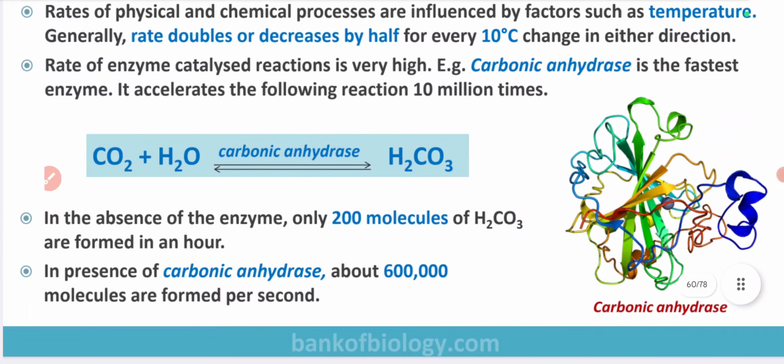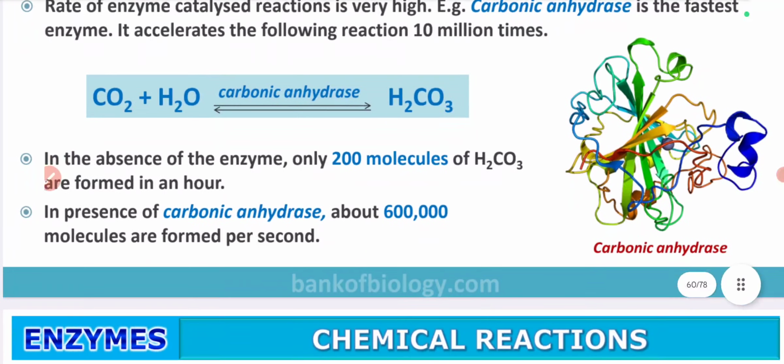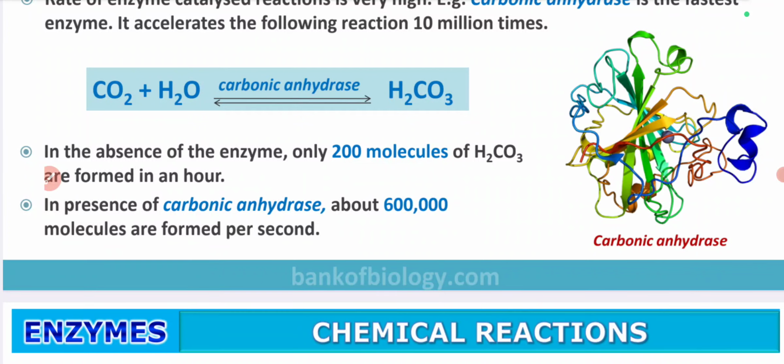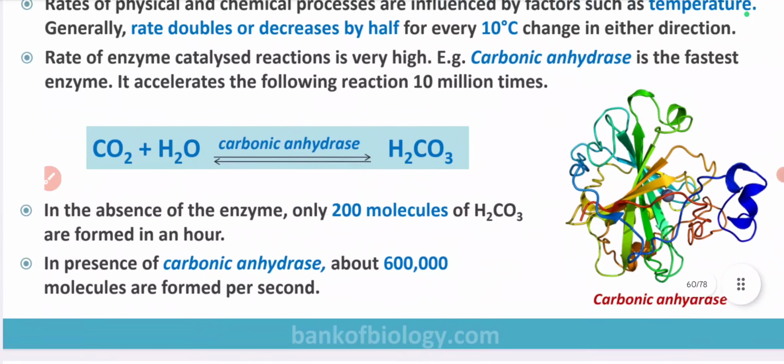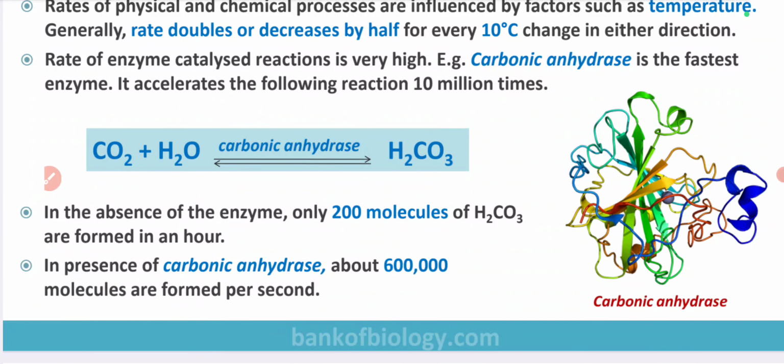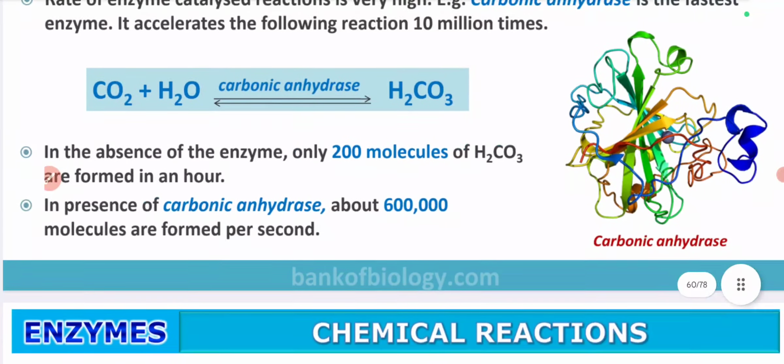Rate of enzyme catalyzed reactions is very high. Example, carbonic anhydrase is the fastest enzyme. It accelerates the following reaction 10 million times. In the absence of the enzyme, only 200 molecules of H2CO3 are formed in an hour. If the enzyme carbonic anhydrase is present, about 6 lakh molecules are formed per second. So you can see how the enzyme makes the reaction very fast. So it is shown 10 million times.